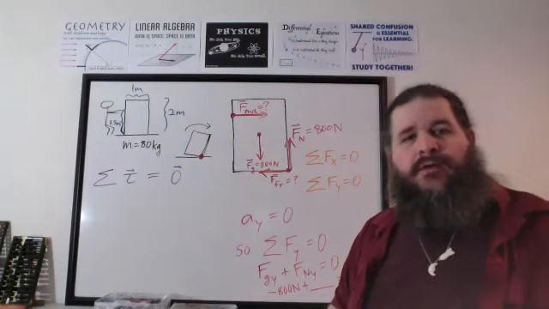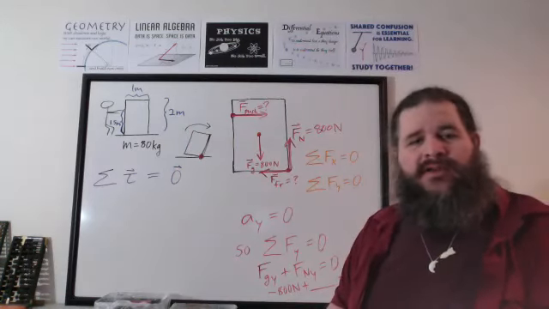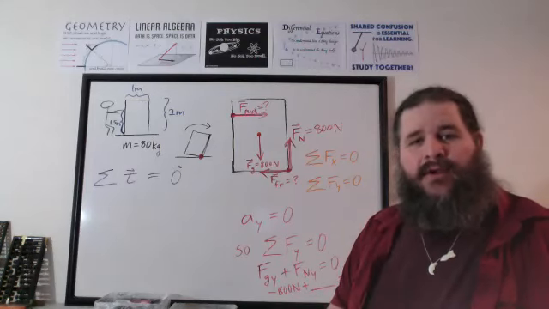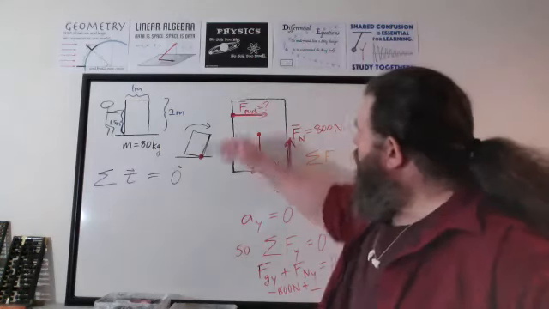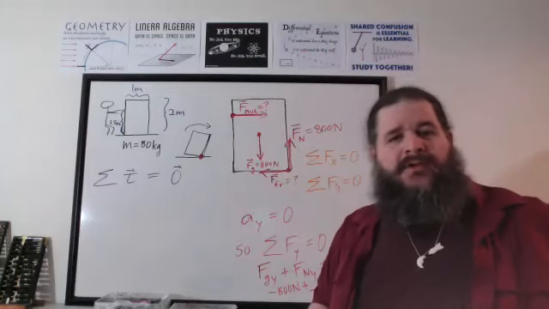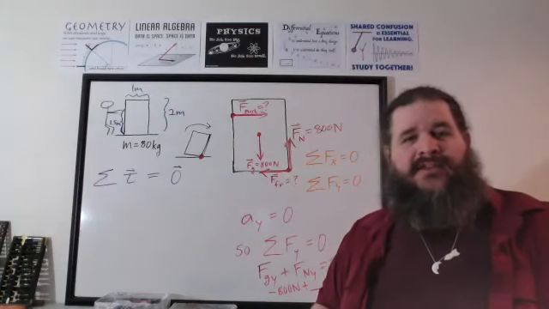And of course, for torque, we're going to have to choose a pivot point because torque is always defined in terms of some pivot point. If you could choose any location on this box to use as a pivot point, what do you think would probably be the easiest point to use as the pivot?